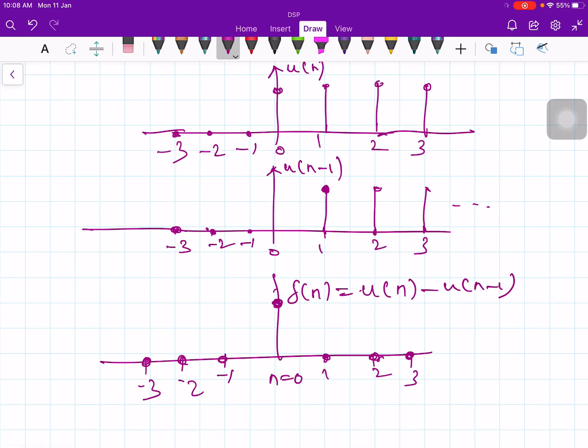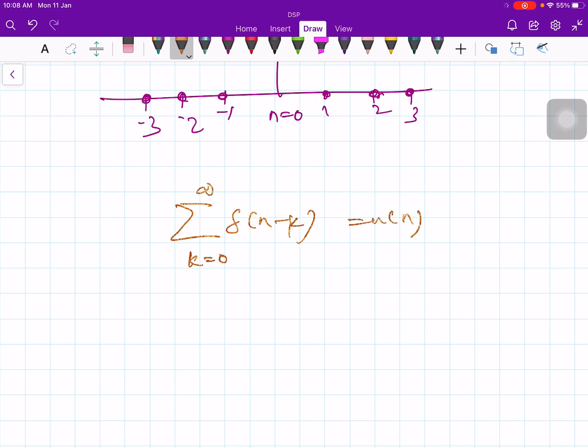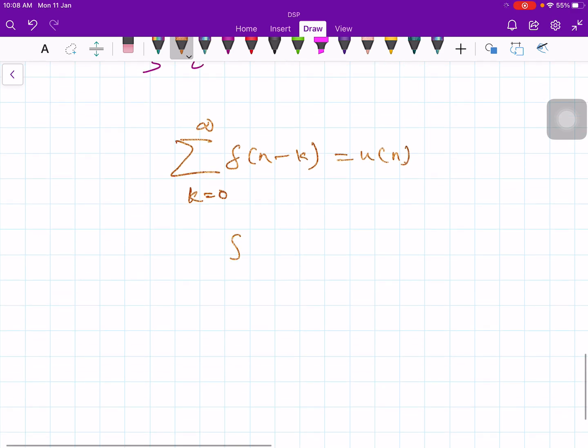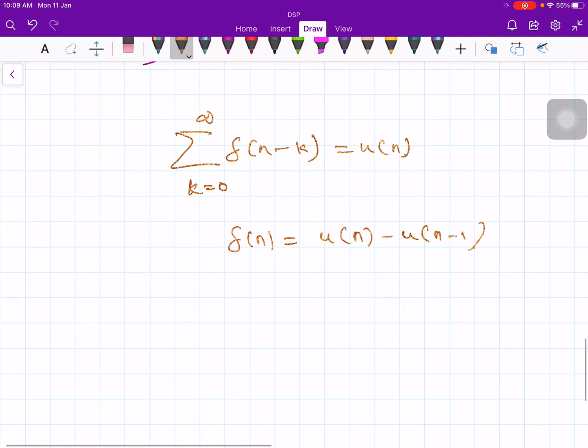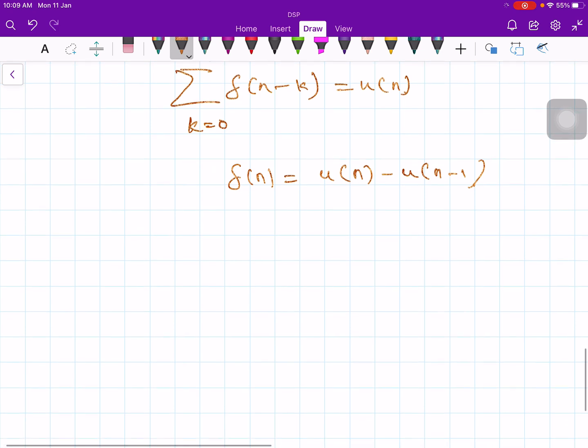So this is the relation between del of n and u of n. As a summary, I can write as follows. The summation of del of n minus k, where k is equal to 0 to infinity, is u of n, and del of n is equal to u of n minus u of n minus 1. Now any arbitrary sequence can also be expressed in terms of u of n and del of n. That is why these two signals are called elementary digital signals. So let's take an example.